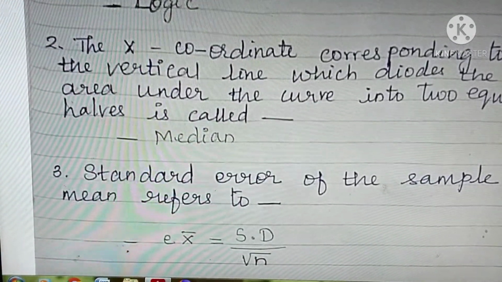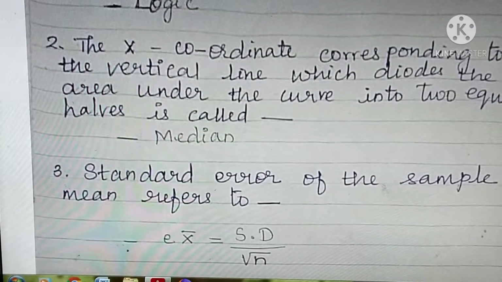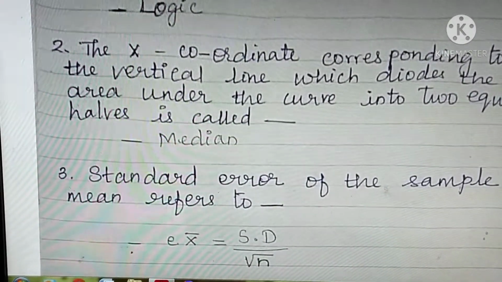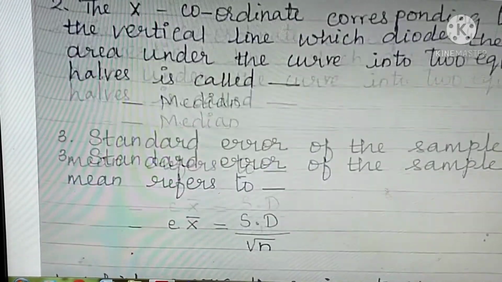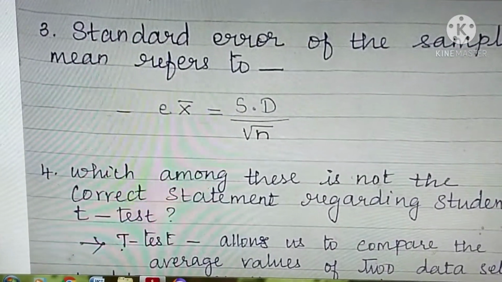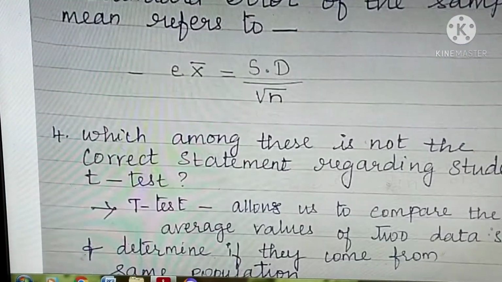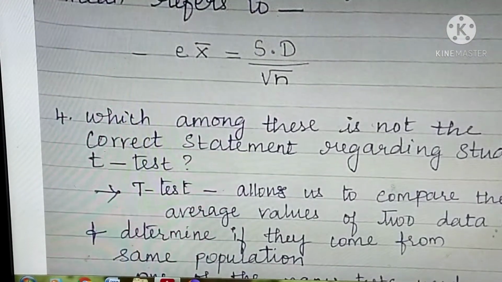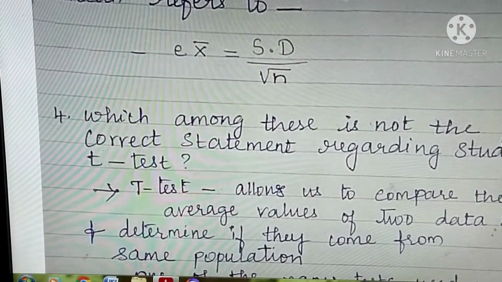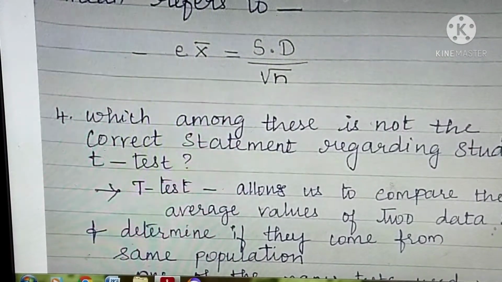Standard error of the sample mean refers to sigma x bar equal to standard deviation by square root of n. Which among these is not the correct statement regarding student t-test? See, here they are asking which is not the correct statement, but the answers I have given are all the correct statements.